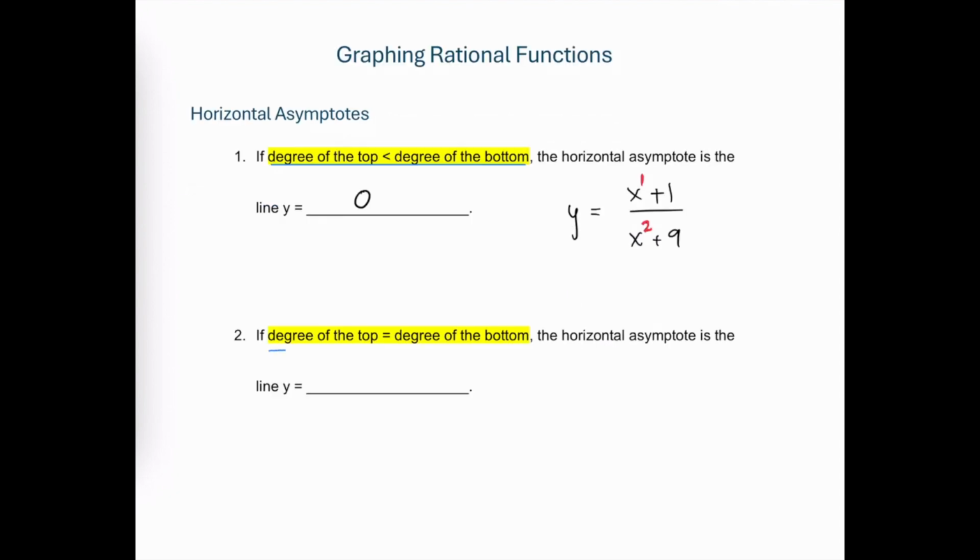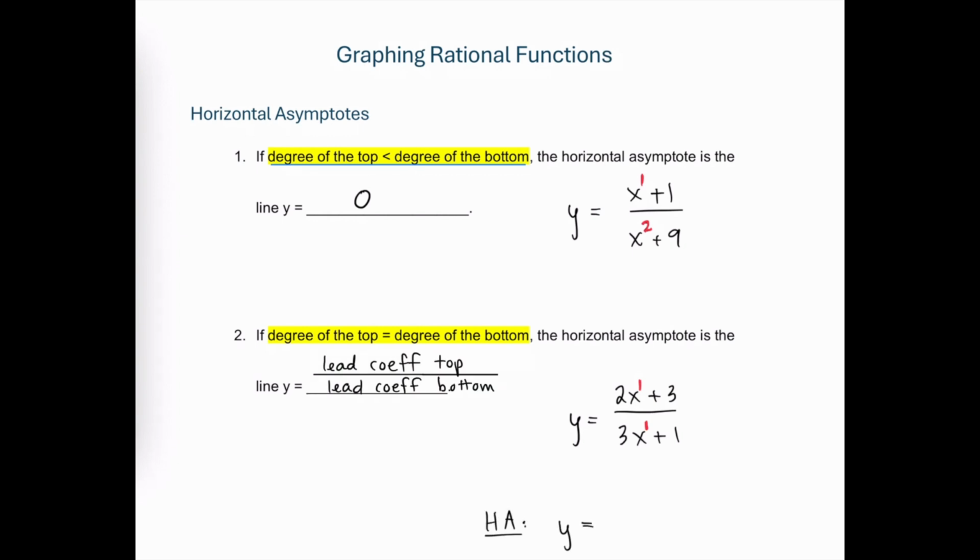The other possibility is if the degree of the top and the bottom are the same. And here's a quick example of a rational function where the degree of the top and the bottom are the same. We have a degree 1 polynomial in the top, a degree 1 polynomial in the bottom. When this is the case, the horizontal asymptote will be the line y is equal to the leading coefficient of the top polynomial divided by the leading coefficient of the bottom polynomial. So in this brief example, we would have a horizontal asymptote at the line y is equal to some constant.